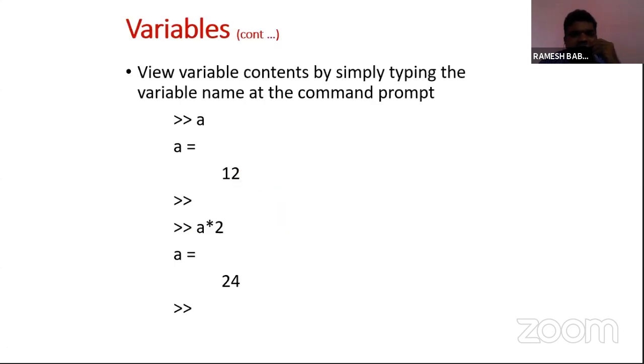Then we can see the simple mathematical operations: plus sign for addition and minus sign for subtraction. All these signs will work. Even for division we use the forward slash, whereas for multiplication we always use the star mark. So a star 2 with a equal to 12 gives 24, the product, or multiplication of 12 with 2. Like this we have the simple mathematical operations.